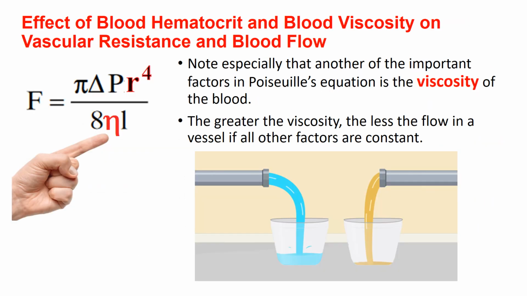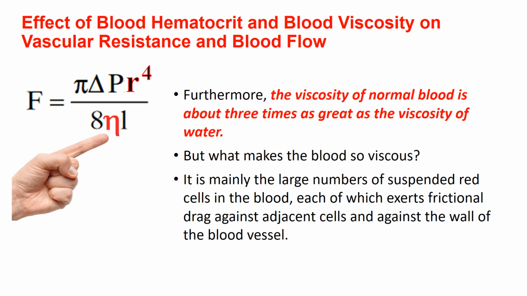Effect of blood hematocrit and blood viscosity on vascular resistance and blood flow. Note especially that another of the important factors in Poiseuille's equation is the viscosity of the blood. The greater the viscosity, the less the flow in a vessel if all other factors are constant. Furthermore, the viscosity of normal blood is about 3 times as great as the viscosity of water.